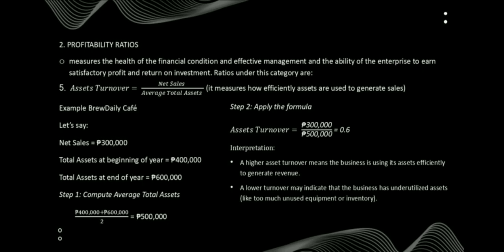A higher asset turnover means the business is using its assets efficiently to generate the revenue, while lower turnover may indicate that business has underutilized or too much unused equipment, inventory, or assets. Ideally, it should be one or more. So, in the case of Brew Daily Cafe, they might not be using their assets to their full potential.